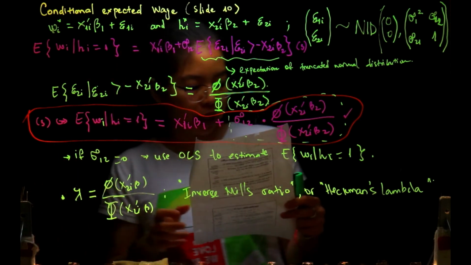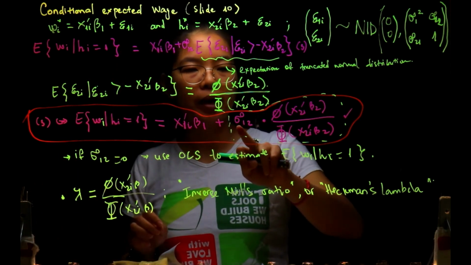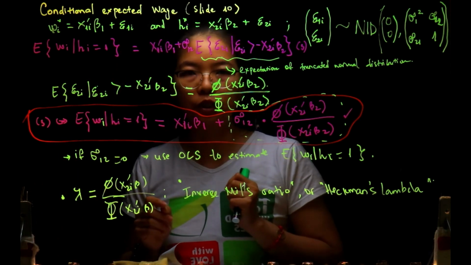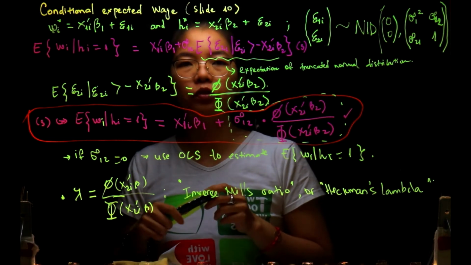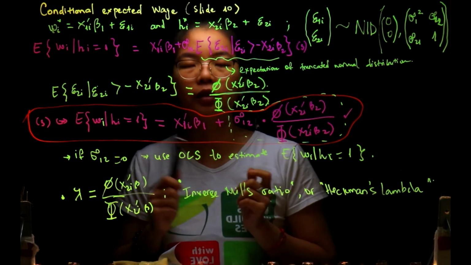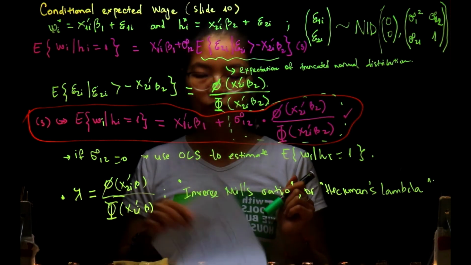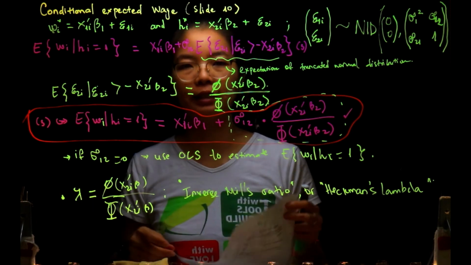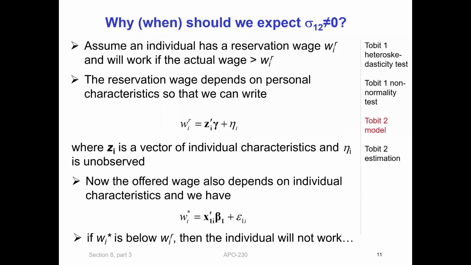There is another thing. Even though here I said sigma 1,2 equals 0, in reality there is reason to expect that it is different from 0. We will see in the next slide. Okay, to understand why we should expect the covariance between the two error terms to be different from 0, like I just said, let's go one step further and put in some more assumptions.